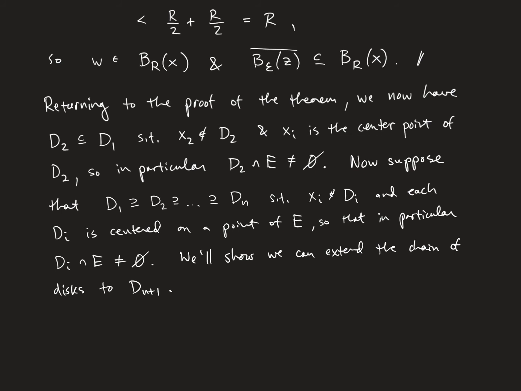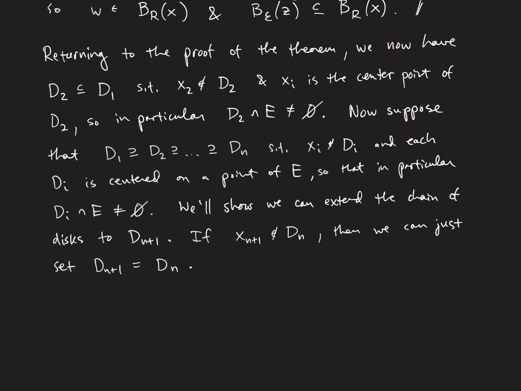Okay, so if xn plus 1 is not in Dn, then we can just set Dn plus 1 to be equal to Dn. Okay, that's clear. Then we'd have xn plus 1 not in Dn plus 1, and Dn plus 1 would still be centered on a point of E, and we'd still have Dn plus 1 contained in Dn.